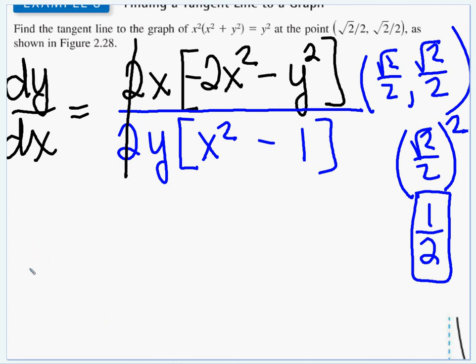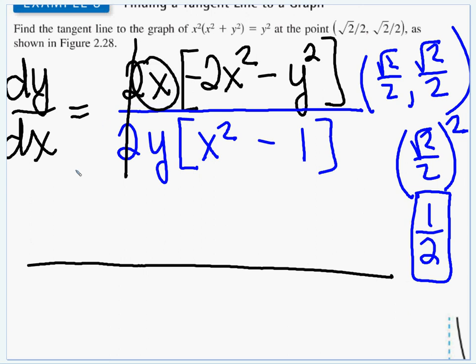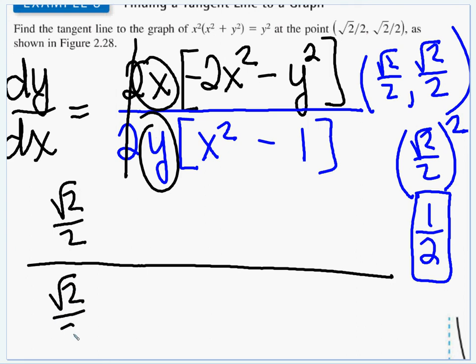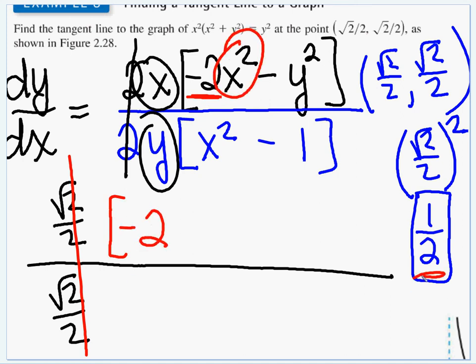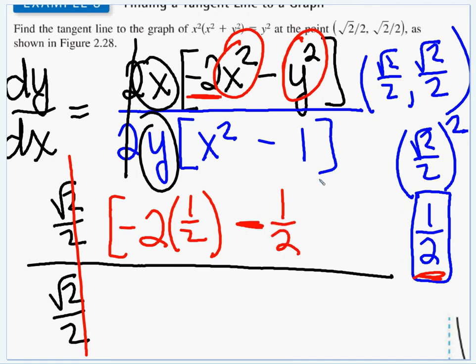Out front here, let me do my big divider line. This x is going to be a root 2 over 2. This y is going to be a root 2 over 2. So a little later, we're going to cancel those. Okay, now we're inside the brackets. In the numerator here, we've got a negative 2, and then this x squared is going to turn into a half. And then we've got minus, this y squared is going to be the same thing, 1/2, close brackets. Denominator, this x squared is also going to turn into a 1/2 minus a 1.